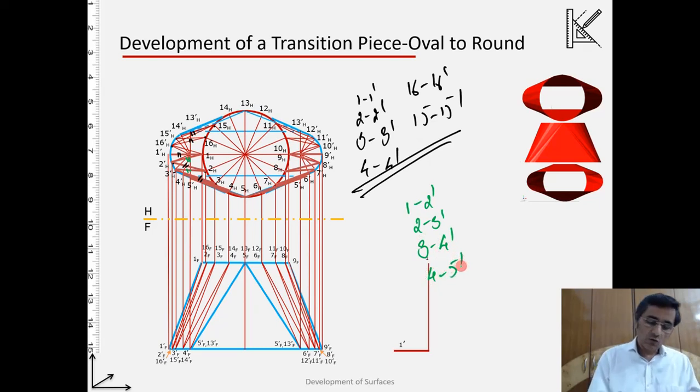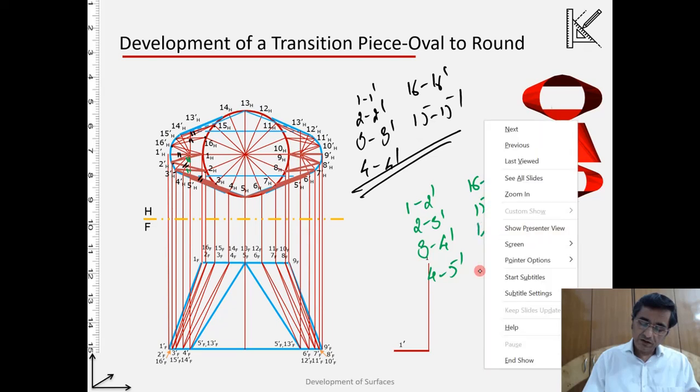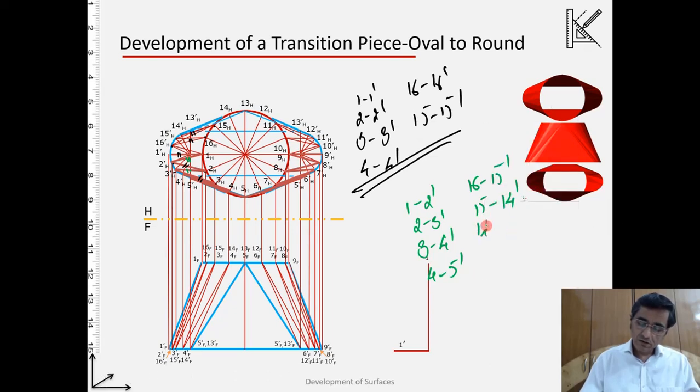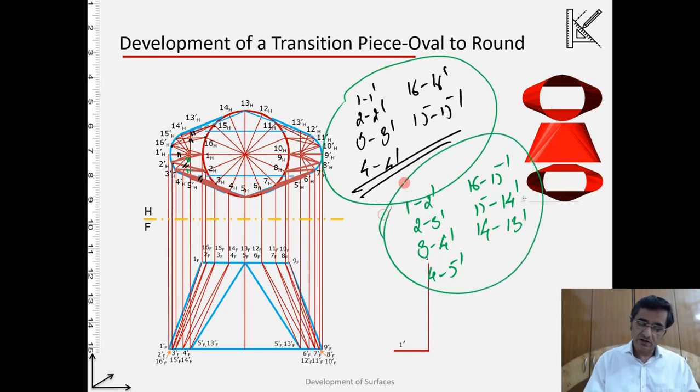Alright, then over here to create a triangle I need 16 15 dash, 16 15 dash, similarly 15 14 dash, 14 13 dash. So these are the sides which are here. I need their true lengths. Then only I will be able to form the triangle.